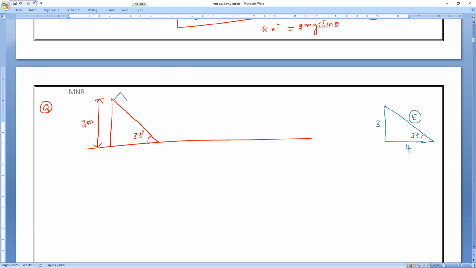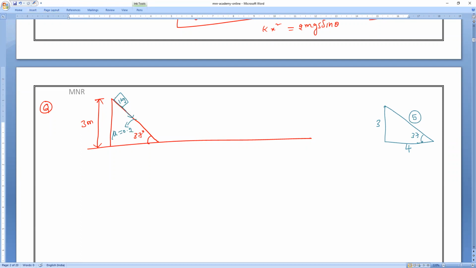And there is a 1 kg object. How many kg? Please observe very carefully: a 1 kg object. Now the body will travel in this direction. I am not mentioning whether there is friction or not, but there is a coefficient of friction. The coefficient of friction is 0.2.